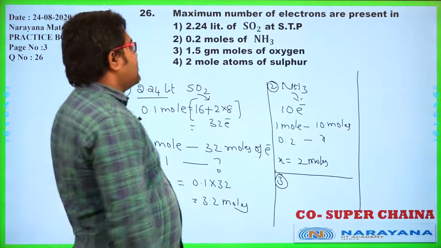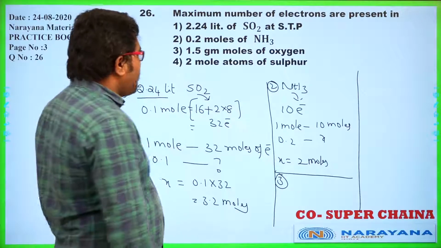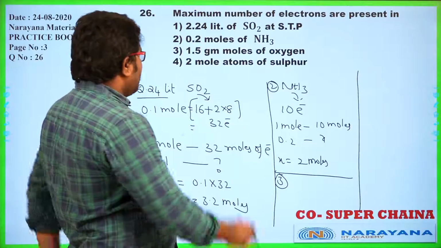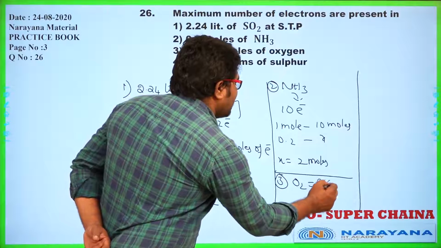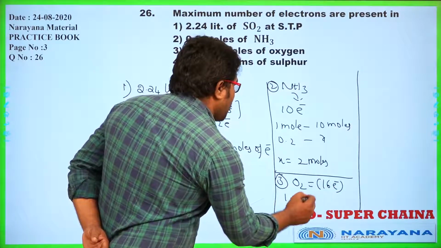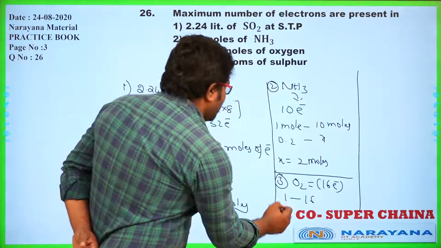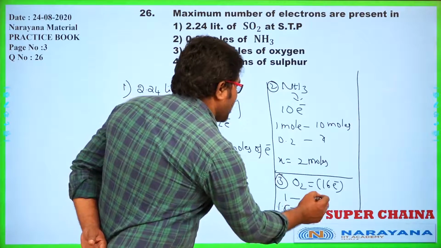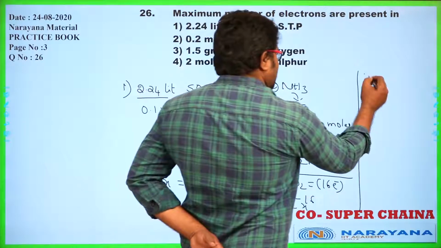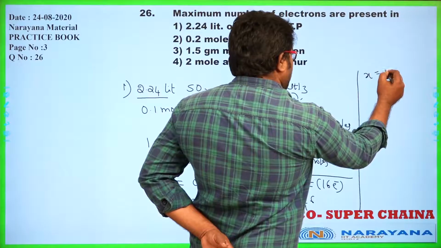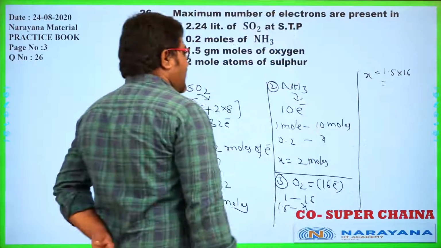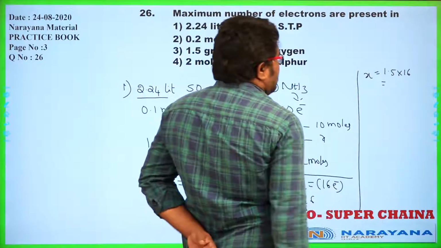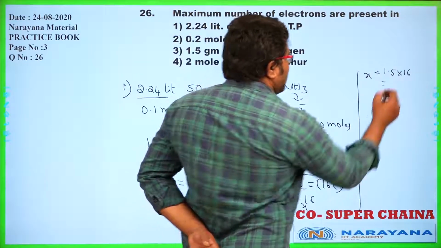Now, coming to the third option: 1.5 gram moles of oxygen. 1.5 gram moles means, yes, 1.5 moles. Oxygen means O2, it has 16 electrons. If you take 1 mole, 16 moles of electrons are there. If you take 1.5, how many are there? So X is equal to 1.5 into 16. How much is it? Yeah, 24 moles.